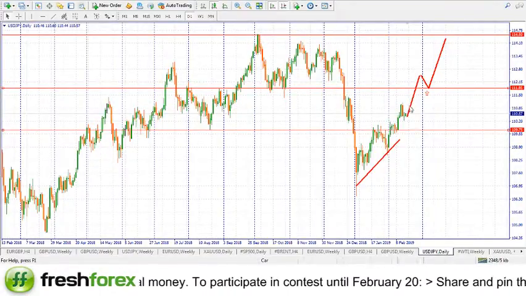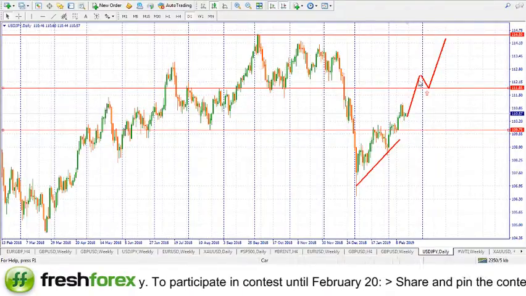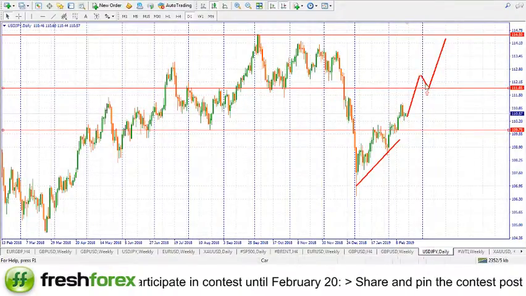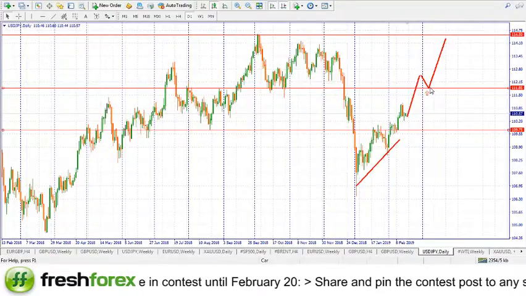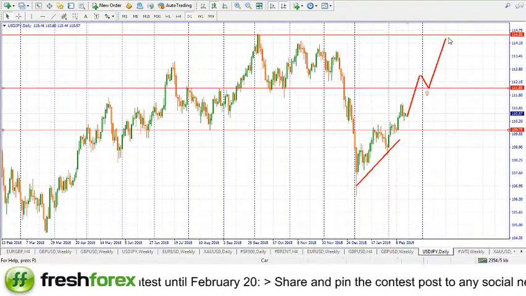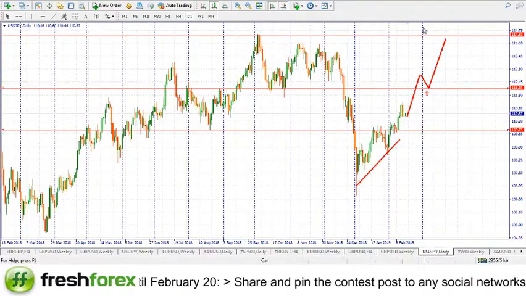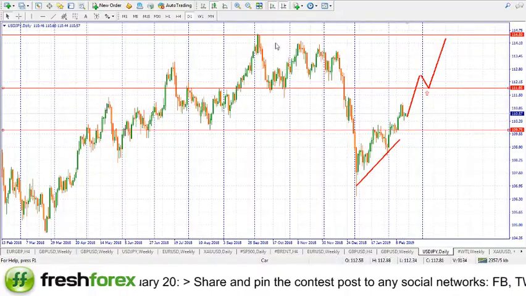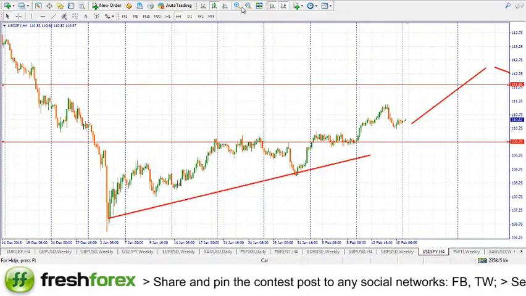So in case the price does whatever we said here, that price goes up, retraces back, then we are going to look for a buy from that point, expecting price to go up to 114.50, which is at the very top. That's according to the daily 4 hours.